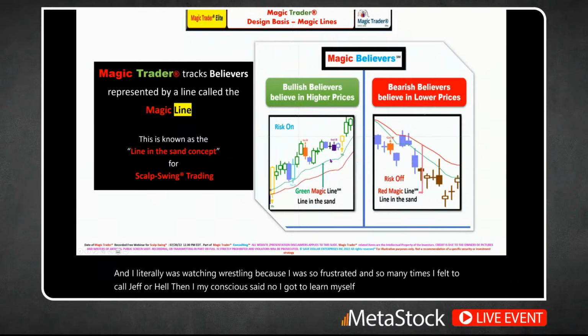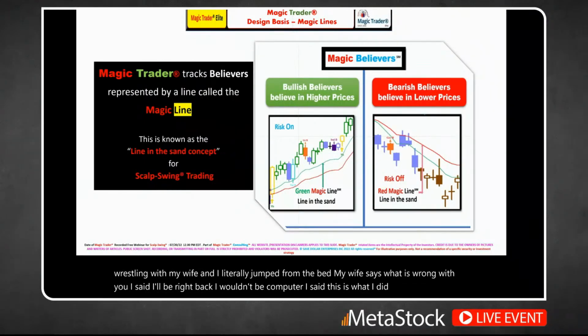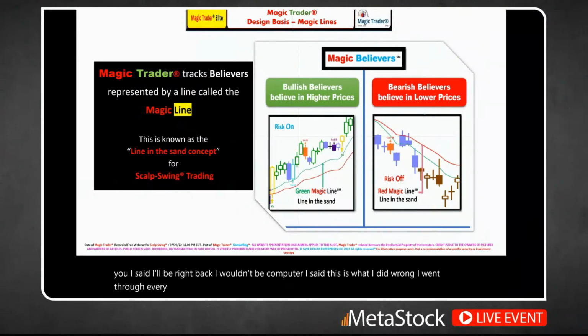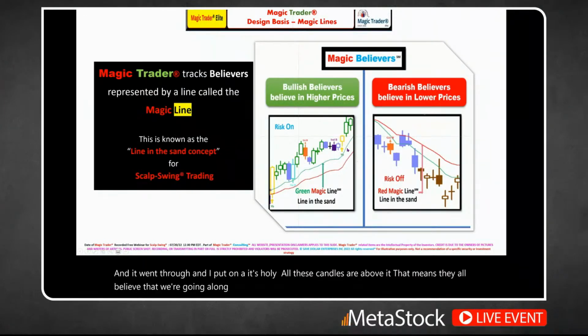I was watching wrestling with my wife, and I literally jumped from the bed. My wife said, what is wrong with you? I said, I'll be right back. I opened up the computer. I said, this is what I did wrong. I went through every part of it, removed the error, and I had left something there, and I clicked it, right? And it went through, and I put it on, and I said, holy shit, all these candles are above it. That means they all believe that we're going long. This is that line, the magic line.